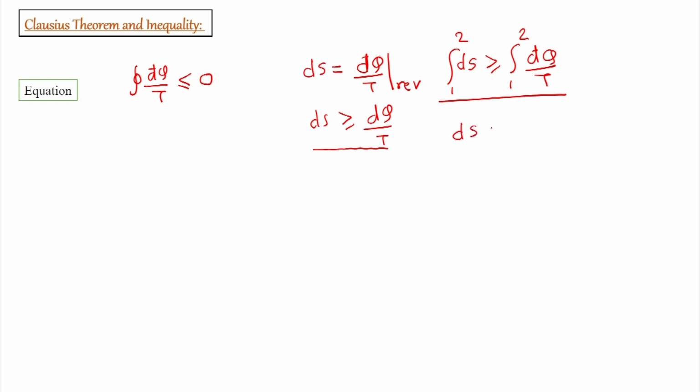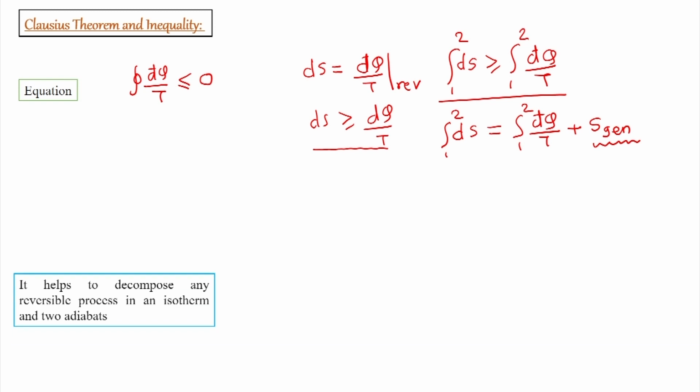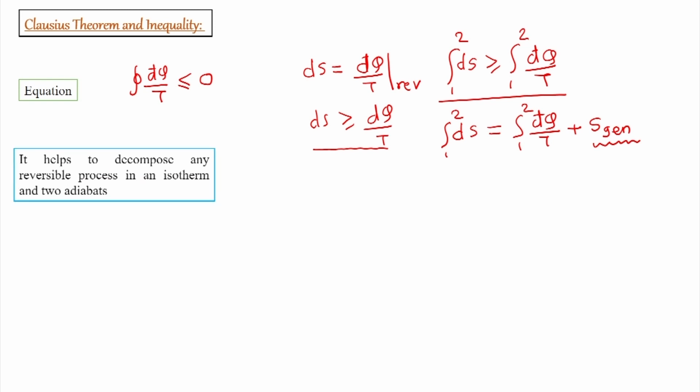But for such an irreversible process, we can still write the integral from 1 to 2 of dS equal to the integral from 1 to 2 of dq by T, but we have to add one more term, which is called S gen, or entropy generated. So, this is the Clausius inequality. This Clausius inequality helps us to decompose any reversible process into multiple isotherms and adiabats.